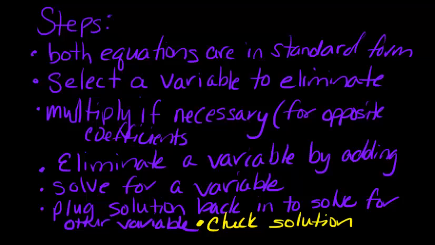Alright, so to review our steps. Make sure both equations are in standard form. Select a variable to eliminate. Multiply if necessary to achieve opposite coefficients. We then add to eliminate a variable. Once you have that little equation with only one variable, you can solve for the variable. You take your solution for that variable, plug it back into one of the original equations, and solve for the other variable. Once you have your value for x and y, you need to check your solution.